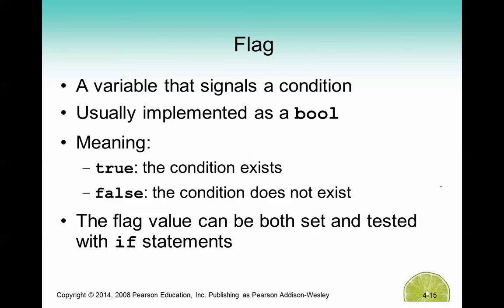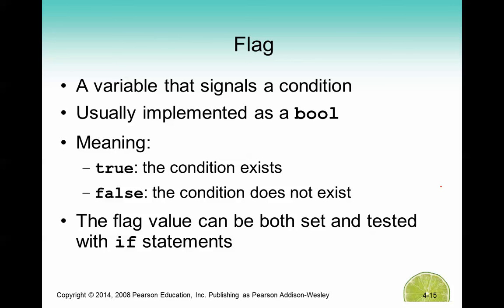And it's always going to be true. Something that we're also going to be using, and this is just a term, is a flag. A flag is going to give us go and stop, or red and green. A variable that signals a condition is usually implemented by a Boolean result. So true means the condition exists, false means the condition does not exist. Like I have the green flag, that means go, you can run. I have the red flag, that means stop.